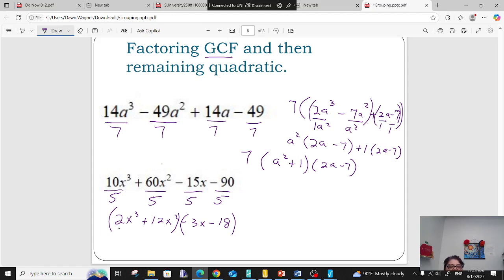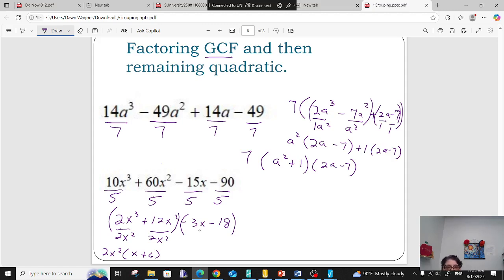What's the greatest common factor of 2x to the third and 12x squared? 2 what? X to the second power, 2x to the second power. So this would be 2x to the second. This would be x plus 6. When I divide this out, it better be an x plus 6 or I did something wrong. What am I going to divide by? 3 doesn't divide by 2.